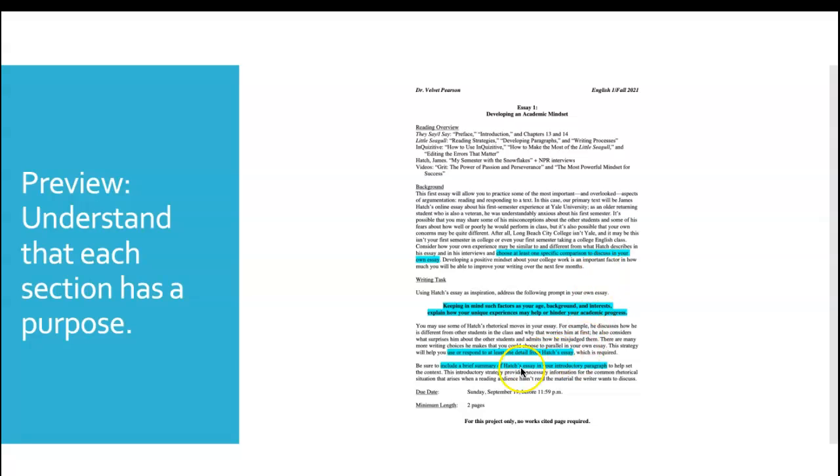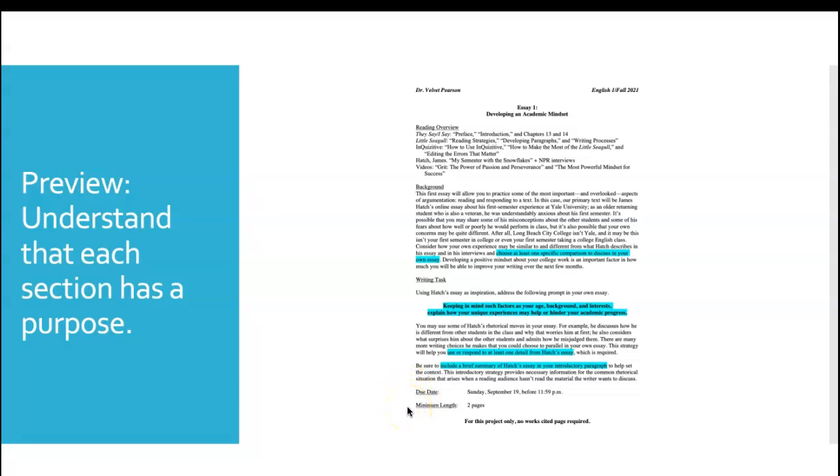And then we get down to the writing task in the third section, which is the prompt. Always going to include the prompt you have to address, and any other requirements that need to be in the essay are going to be listed there too. You'll see that I put a lot of items in blue, trying to call your attention to the sort of minimal requirements of the content of the essay. And then at the bottom, of course, you'll have the due date and the minimum length.